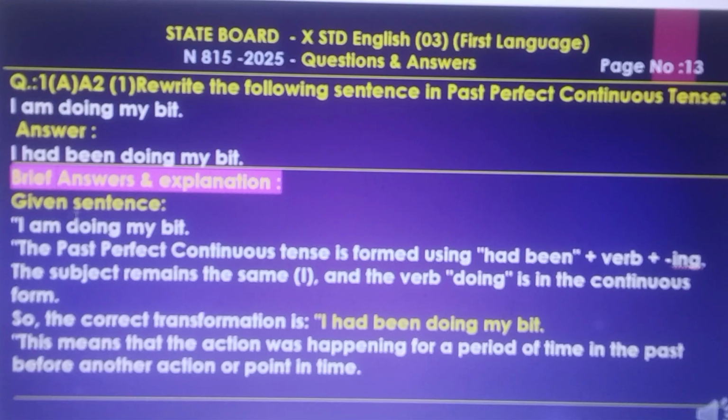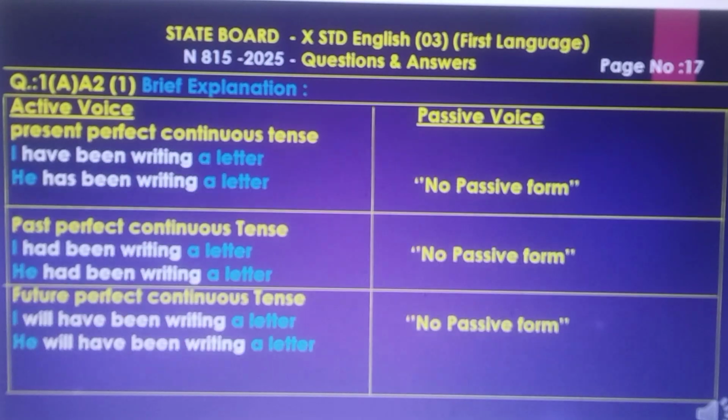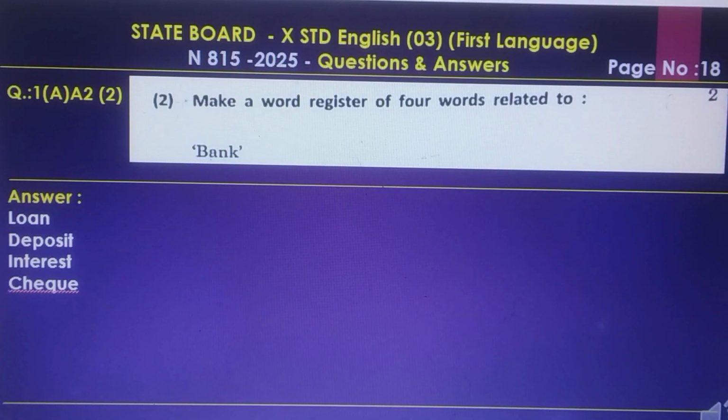Finally, the same answer of these questions: I had been doing my bit. That is the final answer. And question number 2: make a word register for 4 words related to bank. Loan, deposit, interest, check. These are the final answers.